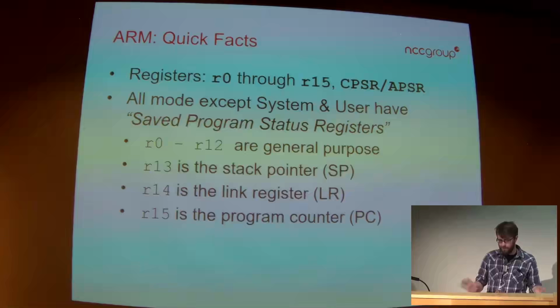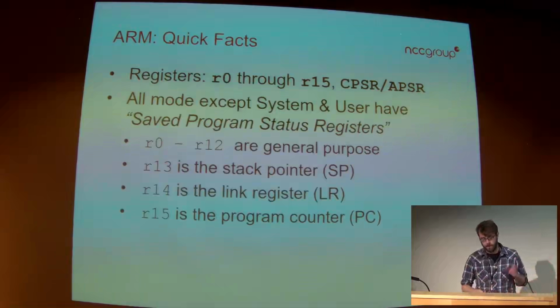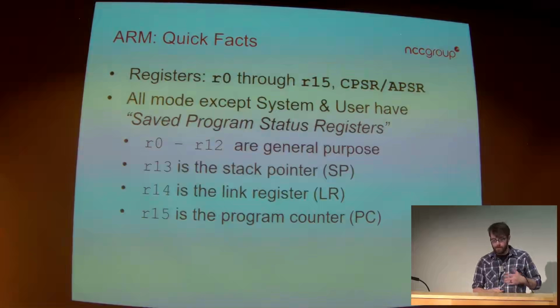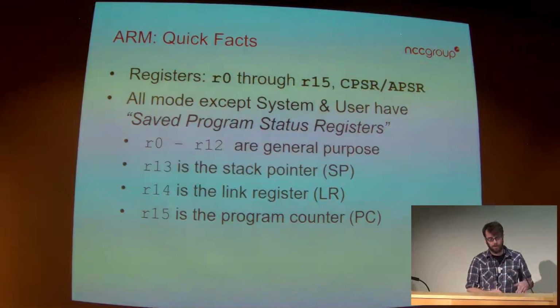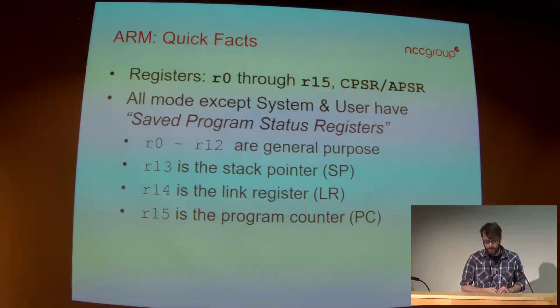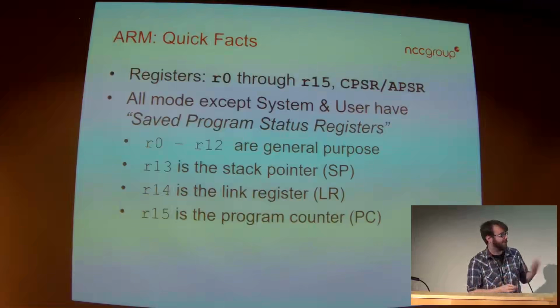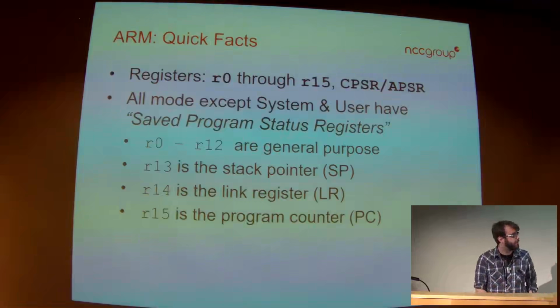And there are also multiple modes, and there are saved program status registers, so if a context change occurs or something like that, there's a variant of that. Just know those exist, we're not going to cover them. R0 through R12 are general purpose, we can use those in our code as we wish. R13 is the stack pointer, so push and pop instructions are going to work on that, so don't use that for your general stuff unless you want to.